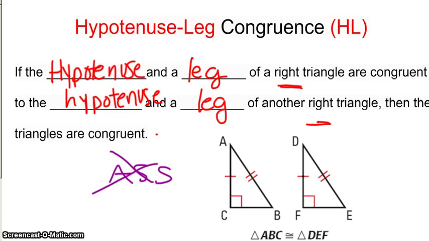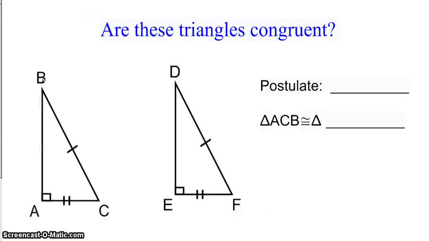So let's look at our first example. Okay, one thing you need to consider when you're looking at examples is you come right here and say, oh, it's a right triangle, it must be HL. Please remember, you could have a right triangle and it doesn't have to be HL, but if it is a right triangle, you want to check for HL. If it's not a right triangle, HL is not an option.